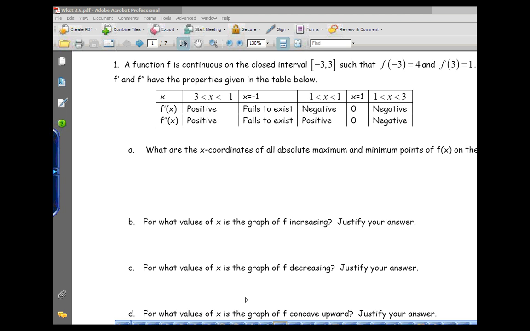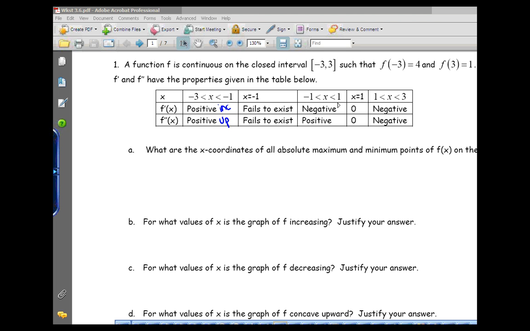Before we even start this, let's just think about what this could mean. Right here in this interval between -3 and -1, it's telling me that f prime is positive. So what could you tell me about f? It's increasing. The fact that f prime is positive means that f is increasing. The fact that f double prime is positive means that f is concave up.